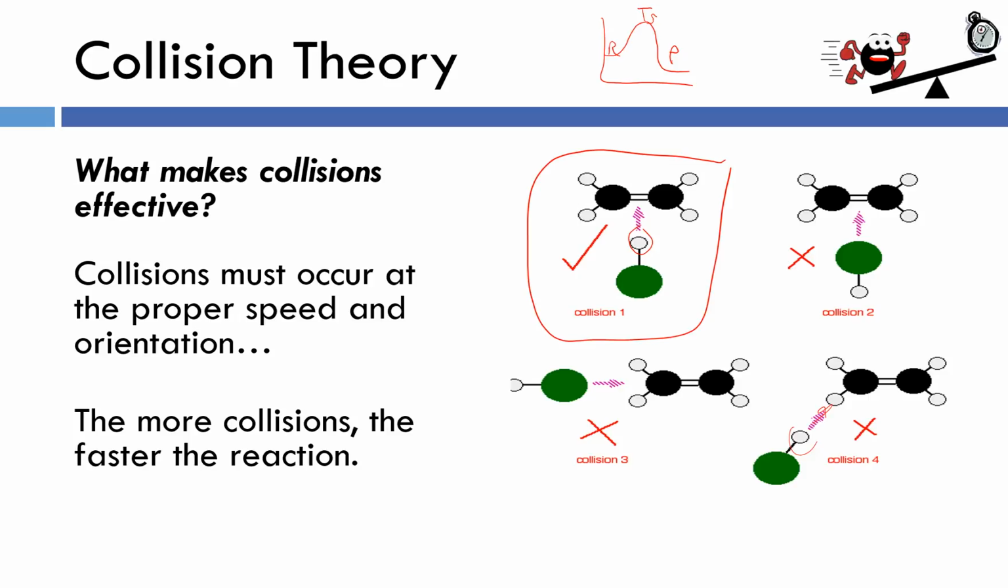So in order for reactions to occur more quickly, we need more collisions. And if you think about it, speed and orientation, which one of these is going to be easiest for us to control?